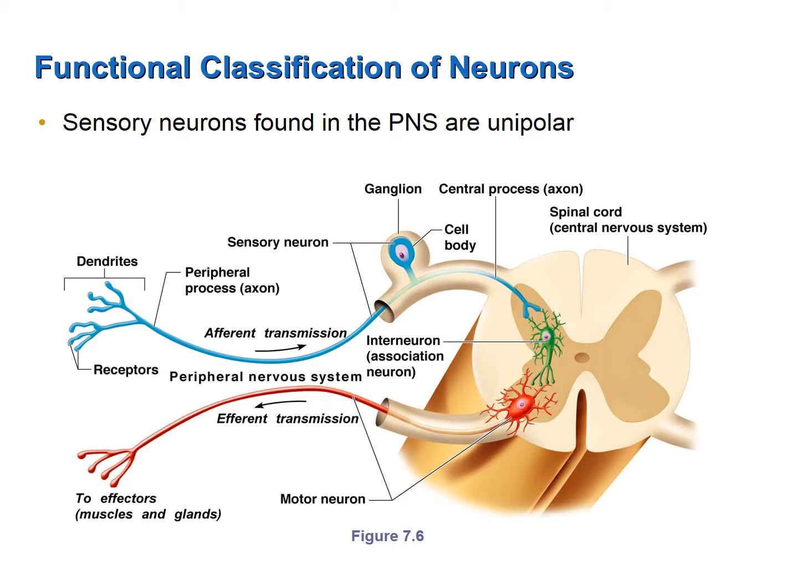If we go back to this slide again, notice that the sensory neuron is a unipolar neuron. It has that one short process that then branches into a central process extending toward the central nervous system and a peripheral process extending toward different parts of the body. So all sensory neurons are unipolar neurons.